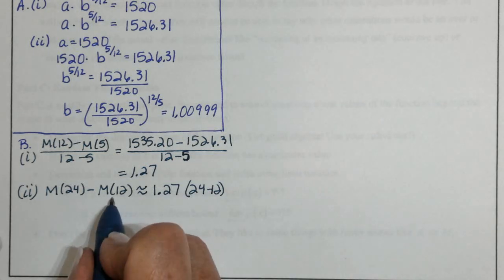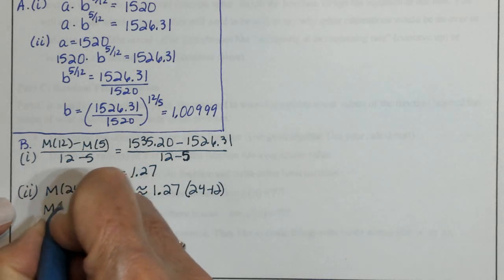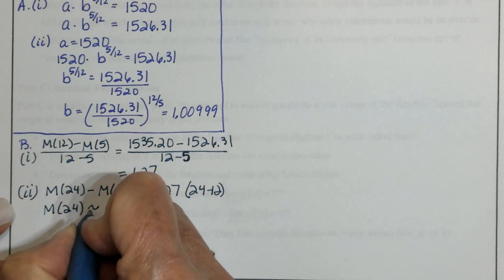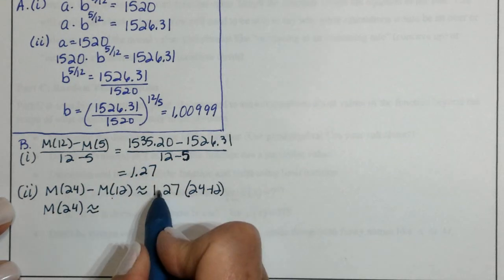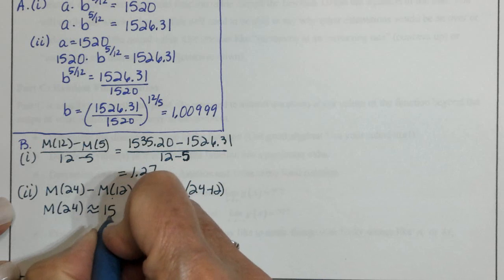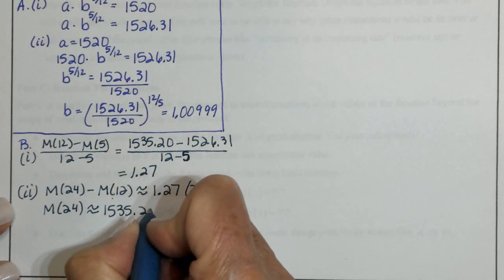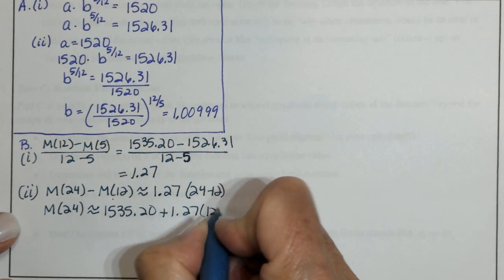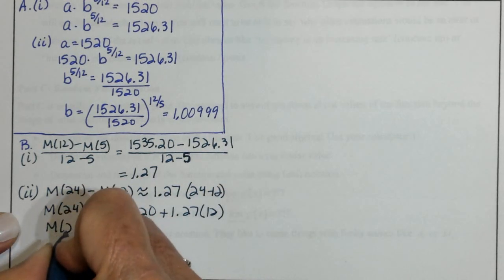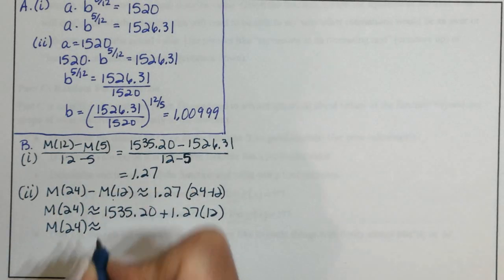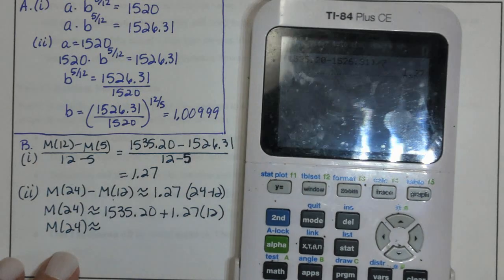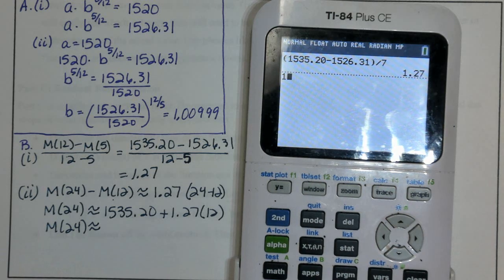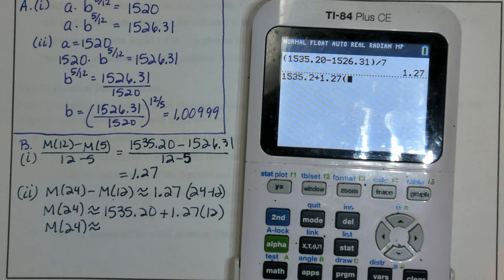M of 12, that is our 1535.2. So this is going to be M of 24. I'm going to move that over and replace it with 1535.20 plus 1.27 times 12. So M of 24 is approximately equal to 1535.2 plus 1.27 times 12.